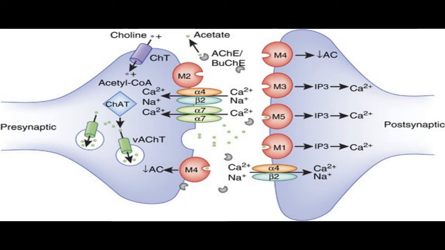Although all 5 subtypes are found on neurons, M1 receptors are also found on gastric parietal cells, M2 receptors on cardiac cells and smooth muscle, and M3 receptors on the bladder, exocrine glands, and smooth muscle.